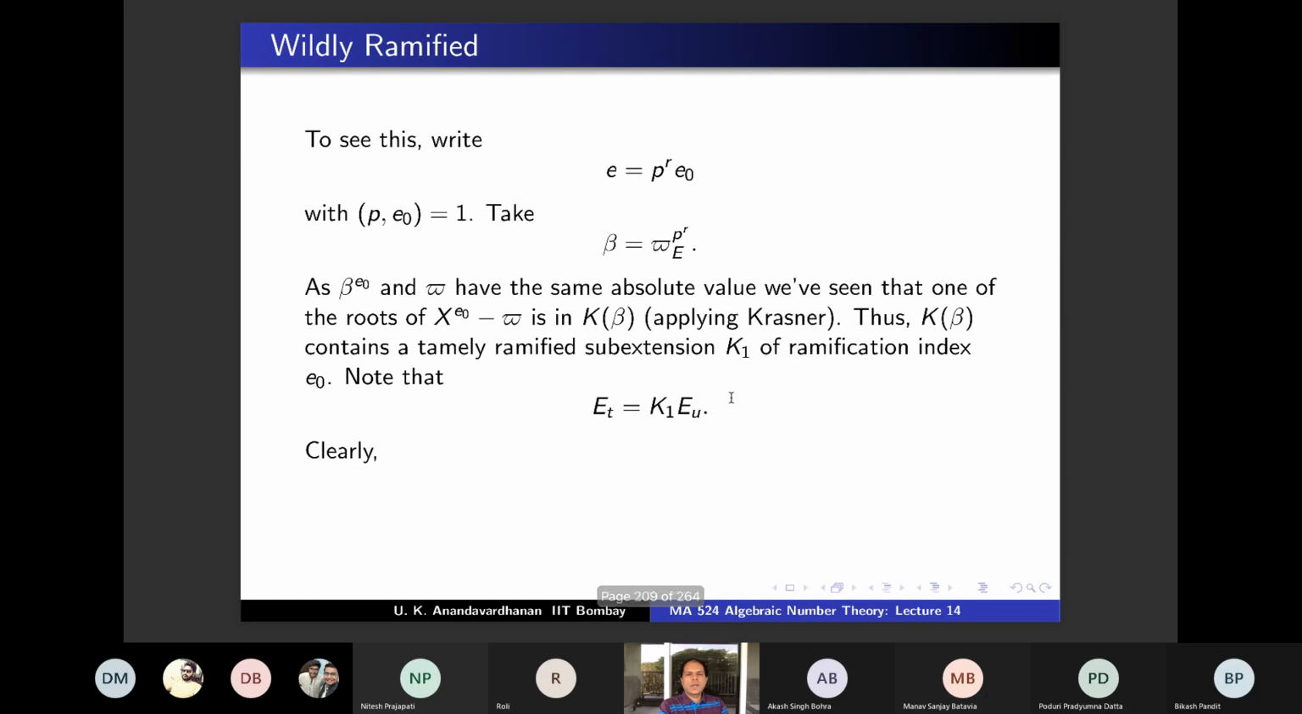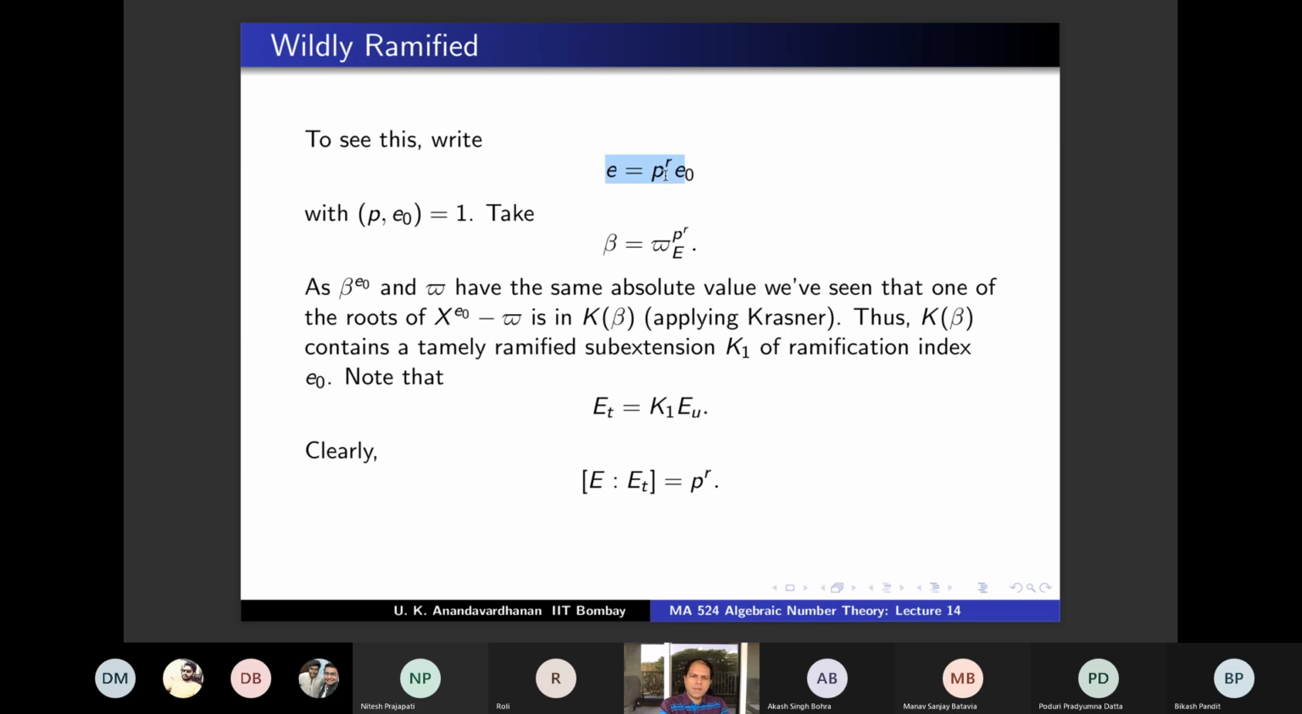Okay, and what is the degree of E over E_T? Clearly the degree of E over E_T is p^r, because the whole degree is p^r times e_0, and the degree of K1 over K is e_0. And the totally ramified part will be E over K1. So the degree of E over K1 is e, and K1 over K has degree e_0.